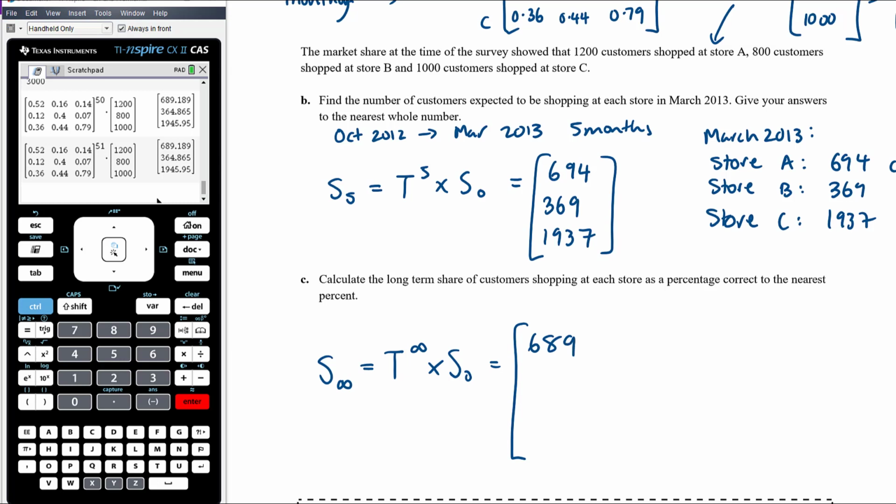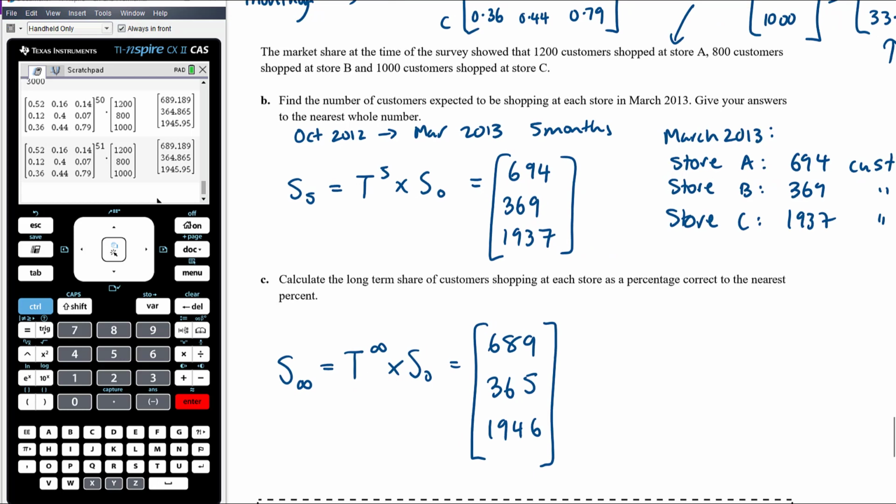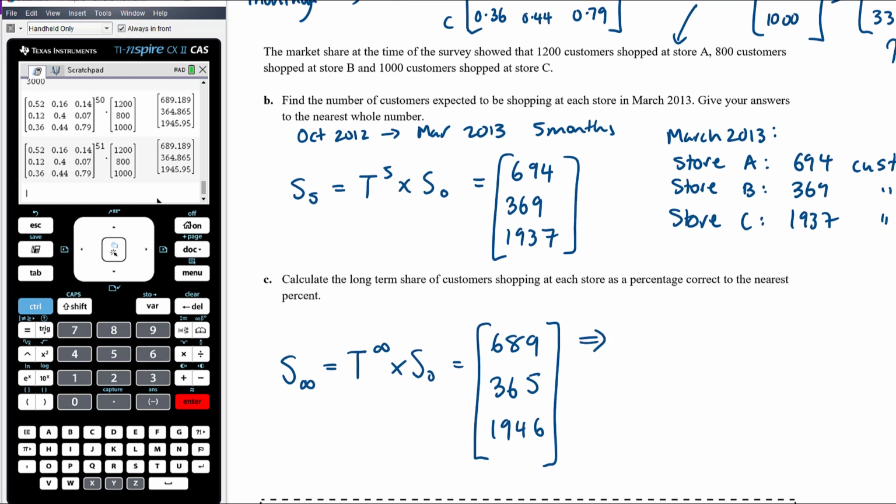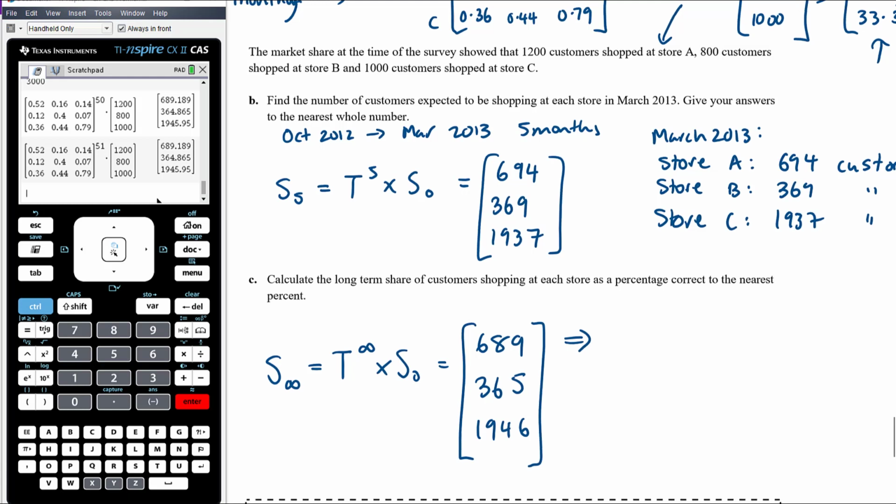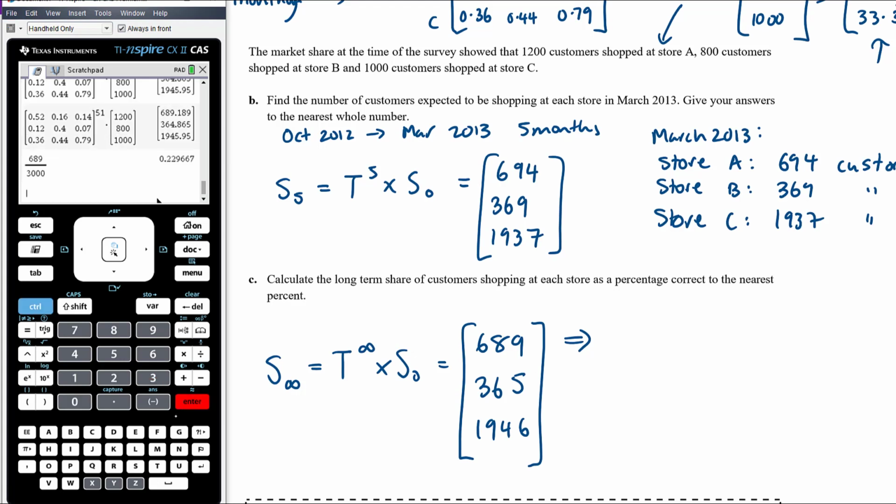So in the long run, we've got 689 customers with store A, 364 customers with store B, and 365 that should be, and 1946 customers with store C. Now it doesn't quite add up to 3,000, and that can happen if you've got more than 2 states, but rounding to the nearest whole number, that works. So that's the number of customers at each store. We can calculate that as a percentage, given that we know there were 3,000 customers. So 689 into 3,000, and I should have times by 100 to make it a percentage, but I can do that myself. That's 22.97, so 23%.